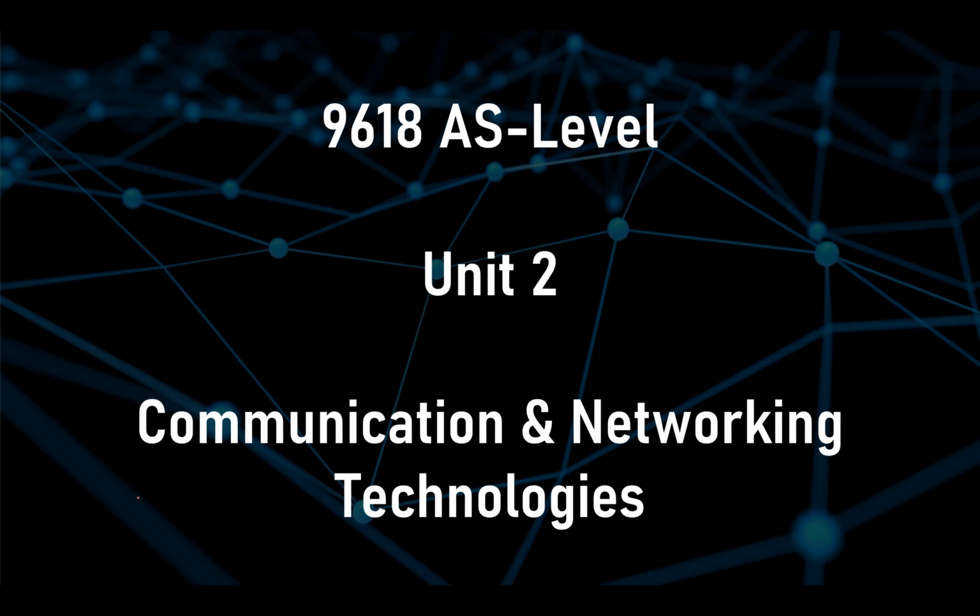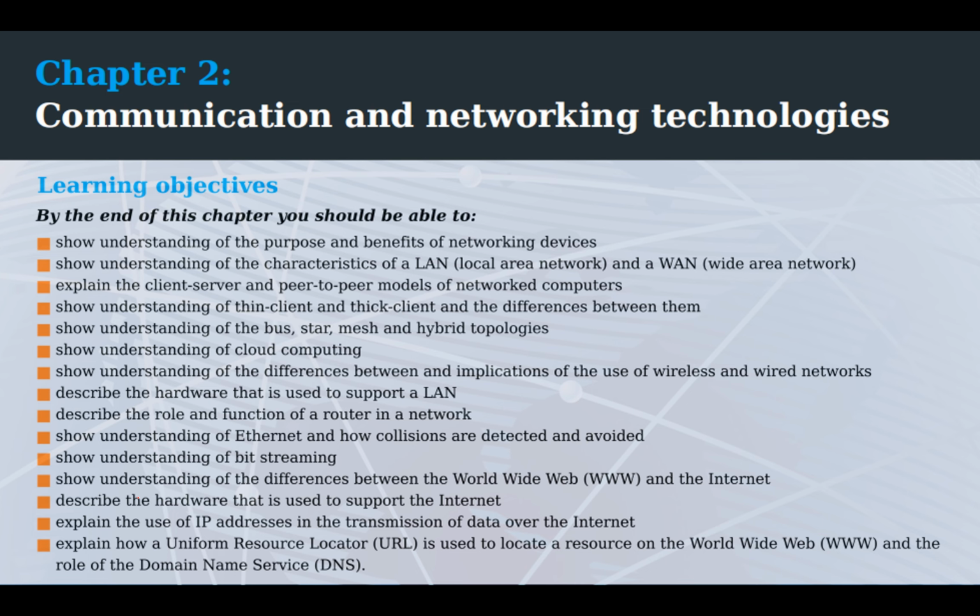As you can see in this video, we're going to start Unit 2, which is Communication and Networking Technologies. So just a quick chapter overview. We're going to show understanding of the purpose and benefits of networking devices, for example, routers, hubs, gateways, bridges, etc. We're going to look at different types of network, for example, a LAN, local area network, and WAN, wide area network.